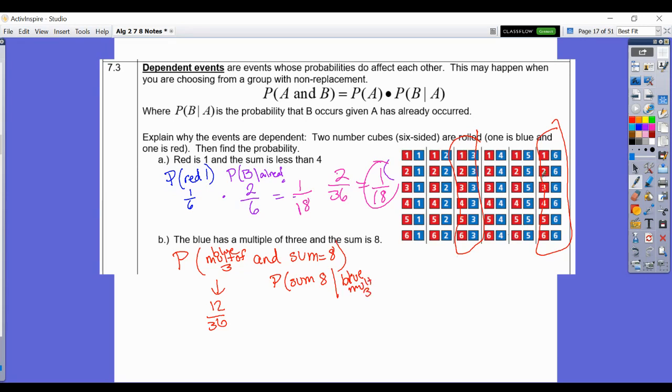Okay, so out of these, which ones add up to 8? So we've got 6 plus 2. None of those add up to 8, add up to 8, add up to 8, and 5 and 3. So out of those, there's only 2 out of those 12. So now I can multiply this together. The 12s actually cancel out there, so I get 2 over 36, which is 1/18th. Happens to be the same answer as last time. That's just a coincidence, but that is correct.